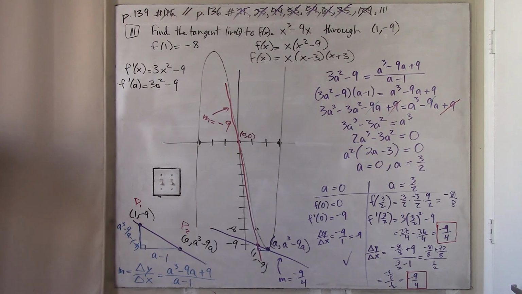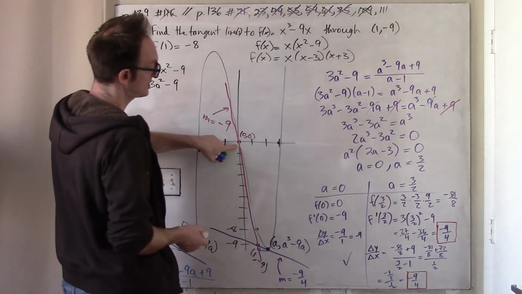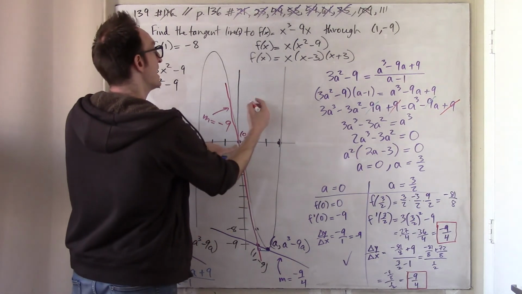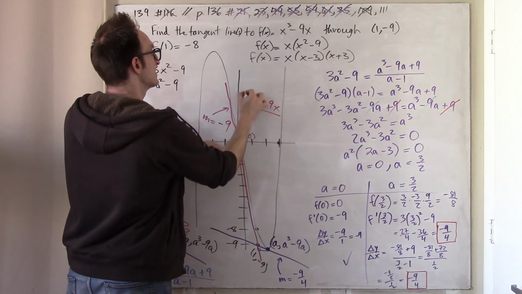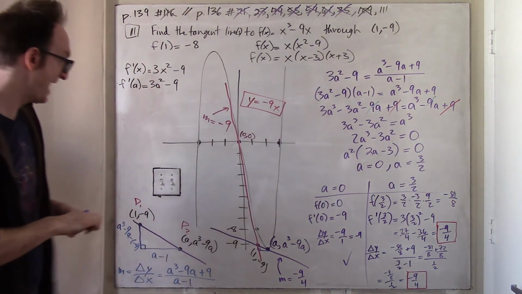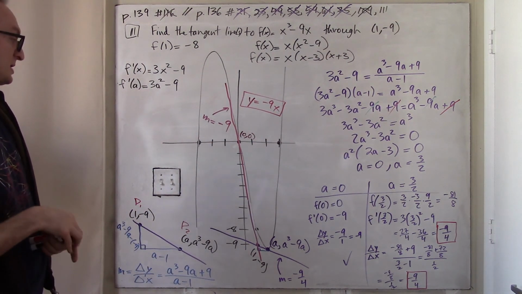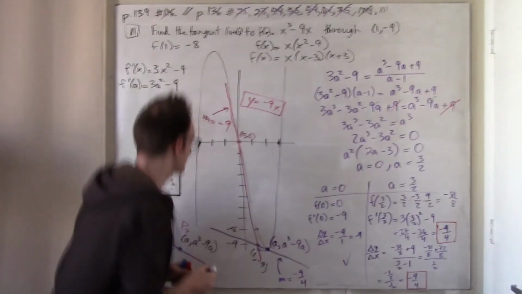There are two lines which are tangent to the curve that go through the point 1, comma, -9. What's this one? It's just the line through 0, 0 with slope -9. So one answer to this problem is y equals -9x. That's one of the equations. And the other equation is the equation of this purple line.